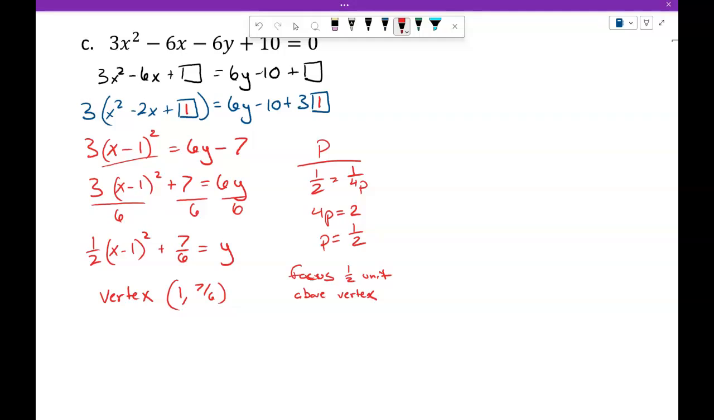And so 1/2 unit up, we want to add that to the 7/6. Our focus is going to be at 1, 5/3. And then our directrix is going to go in the opposite direction. So if we subtract that 1/2 from our 7/6, we get our directrix at y equals 2/3.